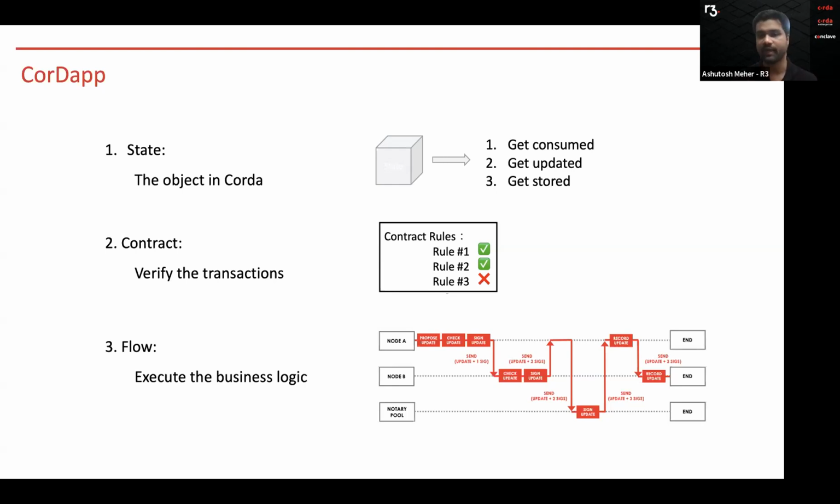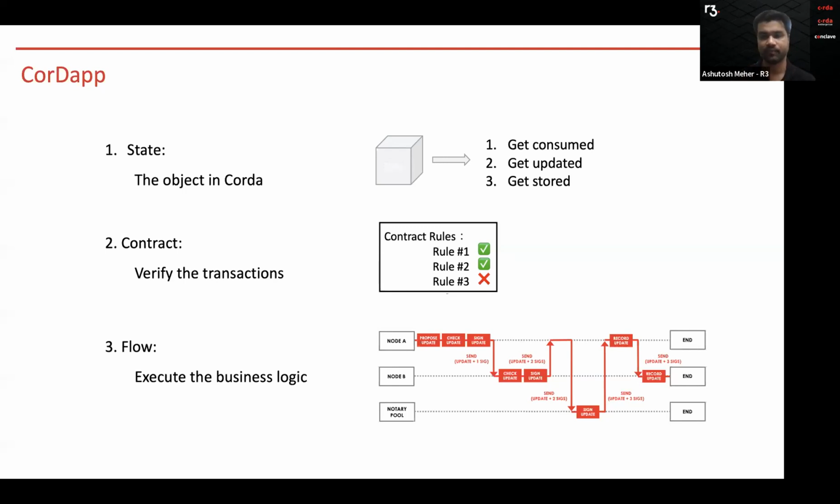Writing a CorDapp requires you to build different modules, and all these modules will have different sorts of code that you would write. Majorly, what you would write for any basic CorDapp is your state, contract, and your flow. So what exactly is the state?